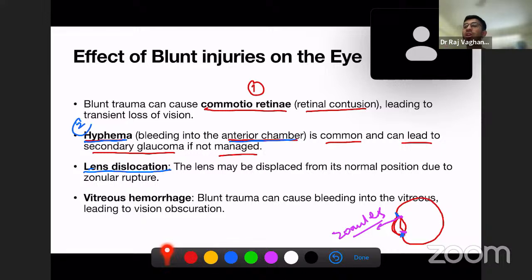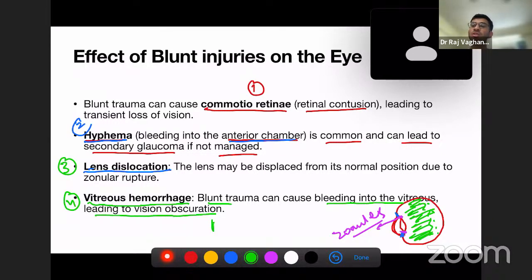If there is zonular rupture, the lens will displace, and if the lens displaces, you cannot see the image very clearly. So that can happen in lens dislocation. Other effect: vitreous hemorrhage. This is the fourth point. Vitreous hemorrhage means the vessels present over here will burst. So blunt trauma can cause bleeding into the vitreous, leading to vision obscuration, because there is bleeding in the vitreous humor.